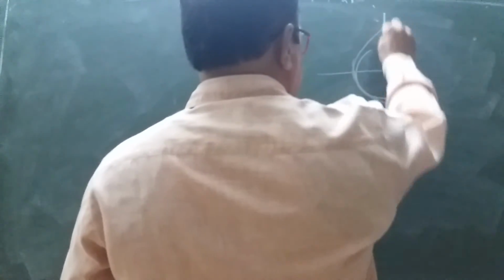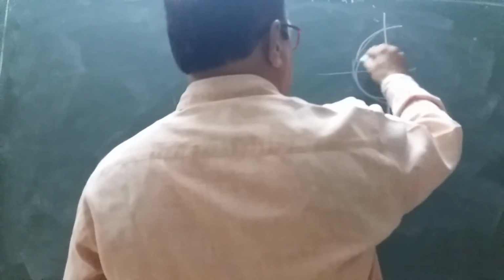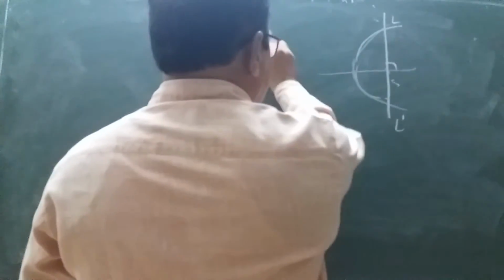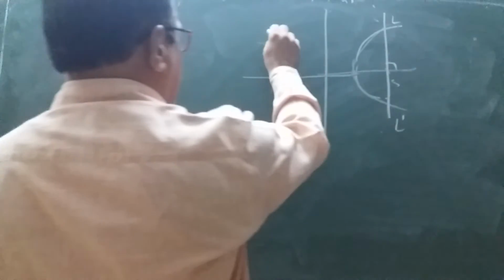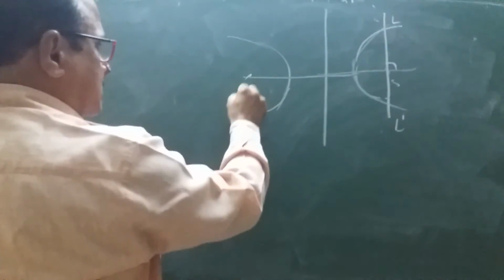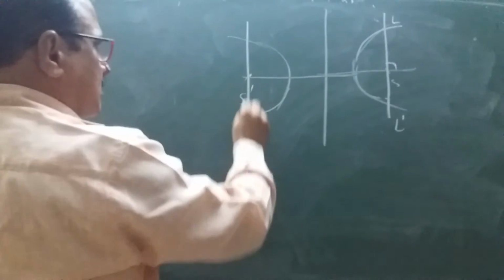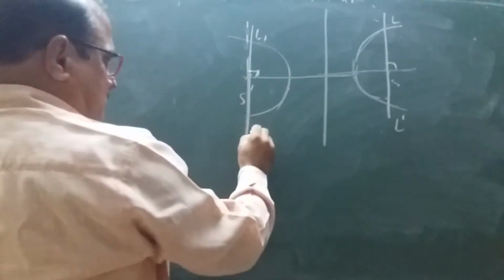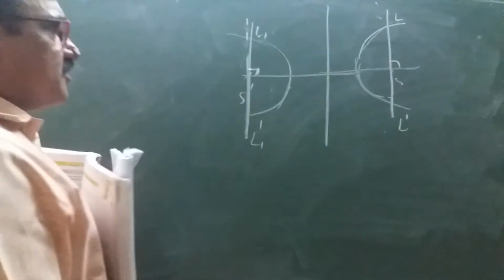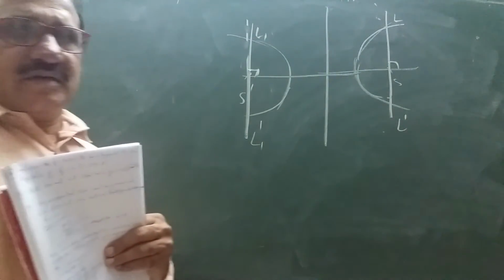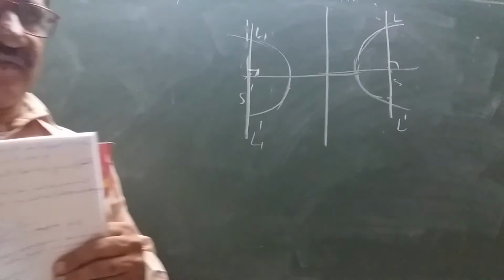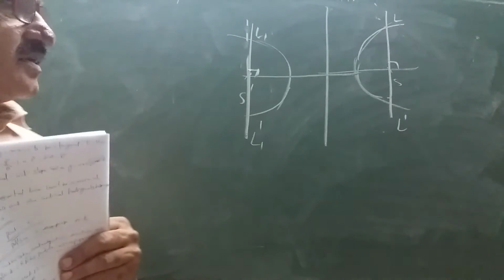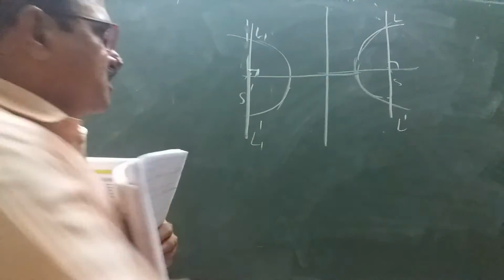Suppose this is S, this point is L, this is L dash. Similarly, here S dash is there. Then the perpendicular line, focal chord, that means L1, L1 dash. These 4 points are called the ends of the latus recta. Two latus recta are there. One is on the right side and one is on the left side. If this is C.